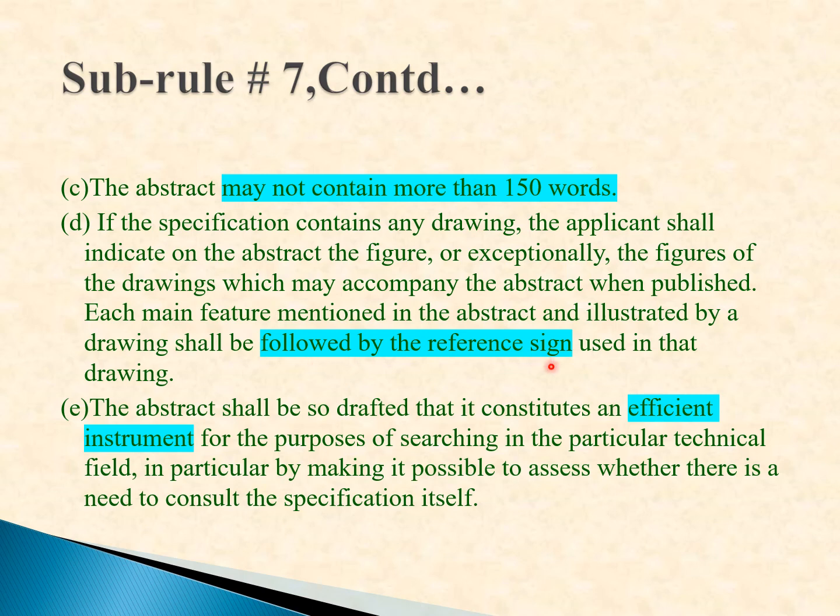Next. Clause E says the abstract shall be so drafted that it constitutes an efficient instrument for the purposes of searching in the particular technical field, in particular by making it possible to assess whether there is a need to consult the specification itself. Fine. That means we can say on perusal of the abstract, one must be able to conduct a comprehensive search for the invention in the particular technical field and to make an assessment call regarding the need to have recourse to the specification document.